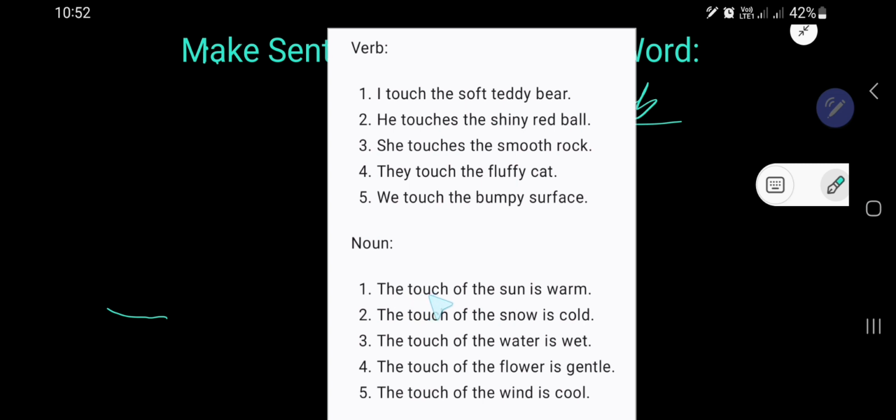Article plus noun. This is the structure of a noun phrase, and here the subject of the verb is touch, and of the sun is a modifier. This is a prepositional phrase. Here this phrase is used as an adjective because it is modifying the noun touch.